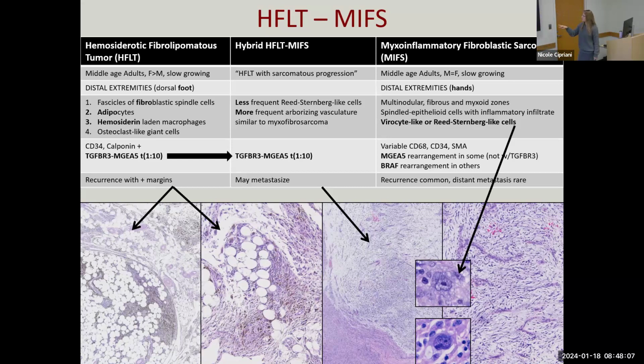So if you see these guys, think about this tumor, especially if you're in the right location, right, which is just distal hands and feet. So that's the spectrum of these types of tumors. And if you want, again, you can prove it with the MGEA5 gene rearrangement.